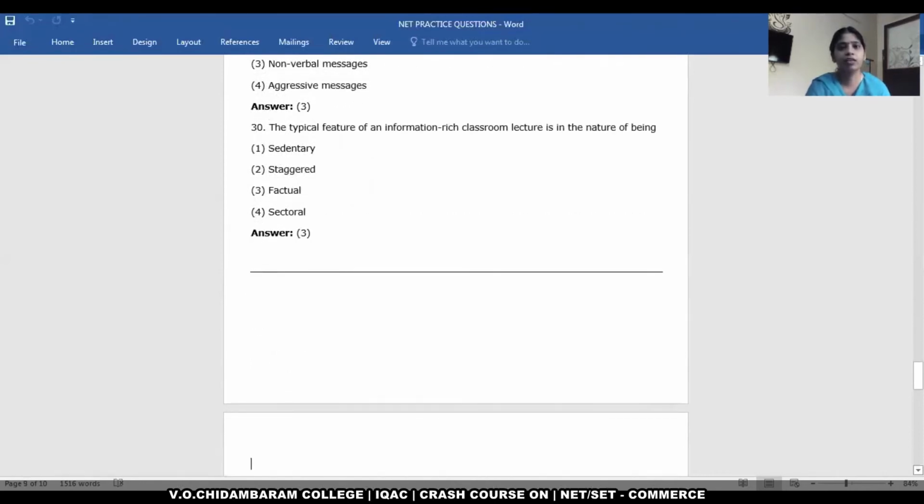The typical feature of an information-rich classroom is that it is in the nature of being. Sedentary means no physical activity. Factual means fact-based information, everything rich in facts. Sectoral is again based on a particular idea or particular belief. So the options are clear. Which is the best option? Of course, the third one: factual, fact-based, rich information. The option is third. So here we finish the first topic, the questions on the first topic.